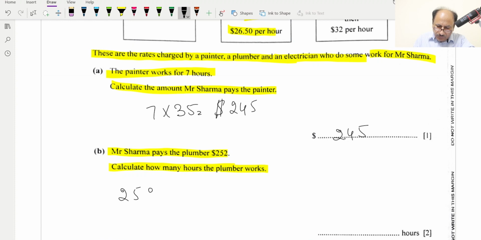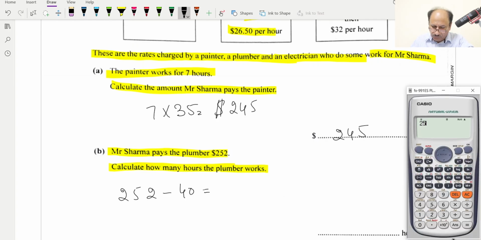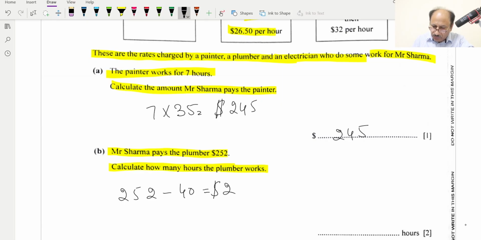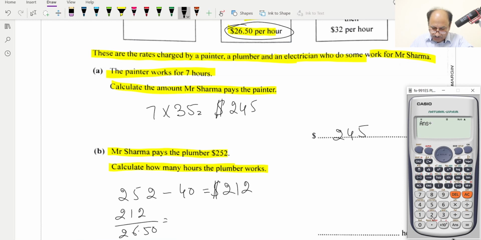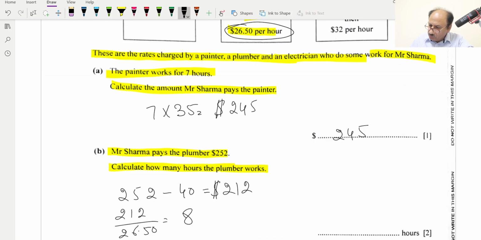So accordingly, from $252 we'll subtract $40 so that we can calculate the amount which is paid per hour. So 252 minus 40 will be equal to 212. So $212 were paid for hourly charges, and hourly charges are $26.50. So we will divide 212 by 26.50 and this is equal to 8 hours. So 8 hours will be our final answer. This is a 2 mark question.